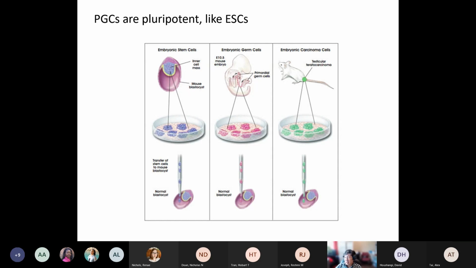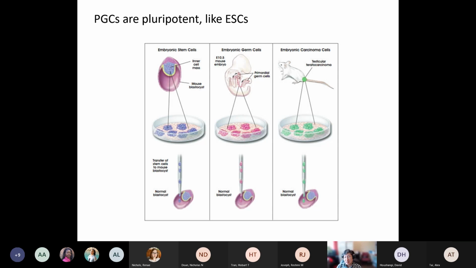So the emphasis, of course, is about the isolation of primordial germ cells, basically at any stage, but most conveniently you can do an E10.5 mouse embryo isolation, so you can get the primordial germ cells. You know where they are.